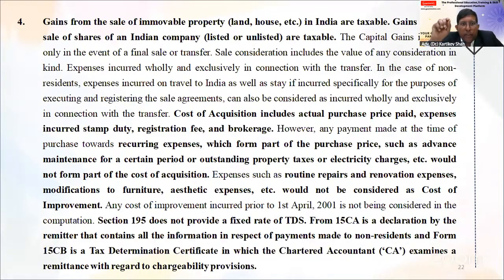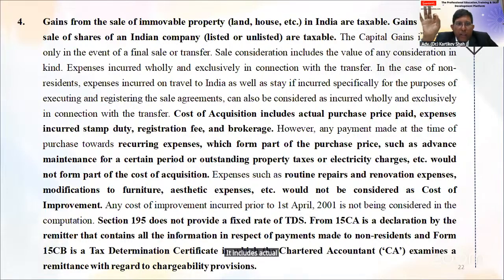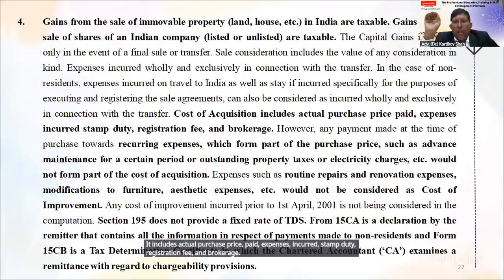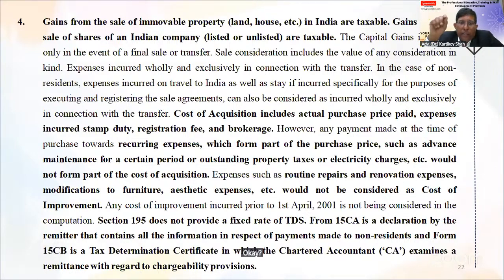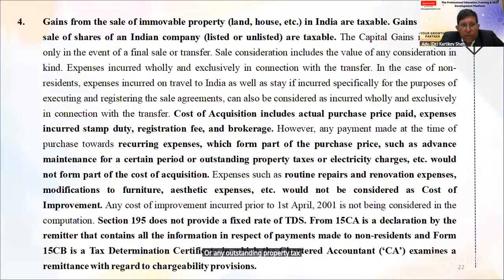Expenses incurred wholly and exclusively in connection with the transfer. Okay. So what does cost of acquisition include? It includes the actual purchase price paid, expenses incurred, stamp duty, registration fee, and brokerage. But it doesn't include advance maintenance. Any maintenance paid for any property cannot be included in the cost, that we all know. Or any outstanding property tax or related debt is not included.